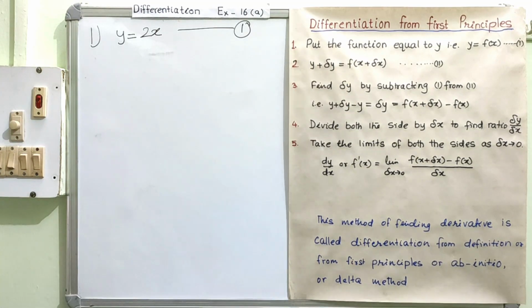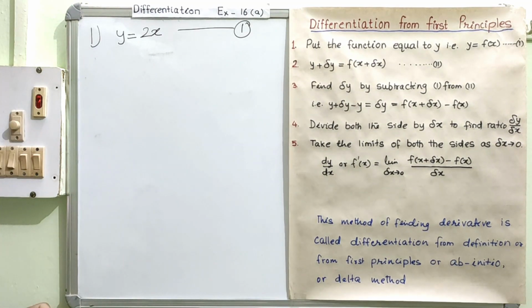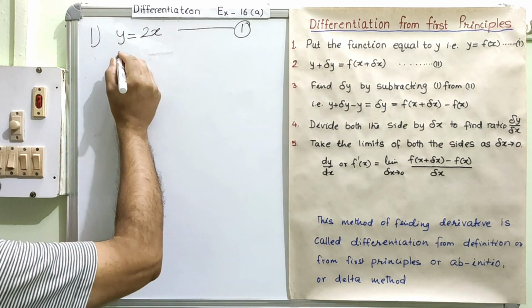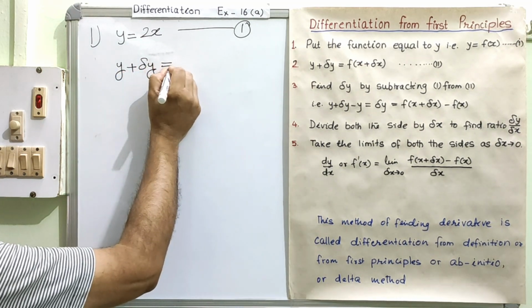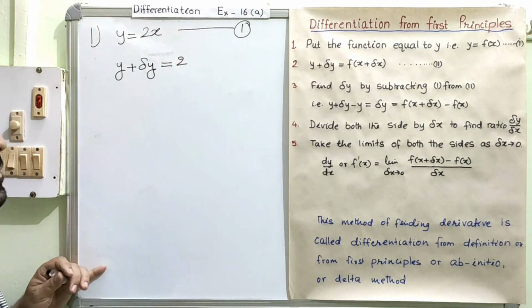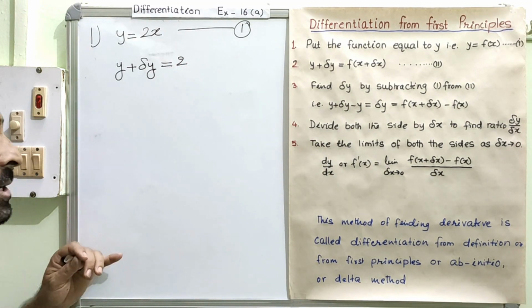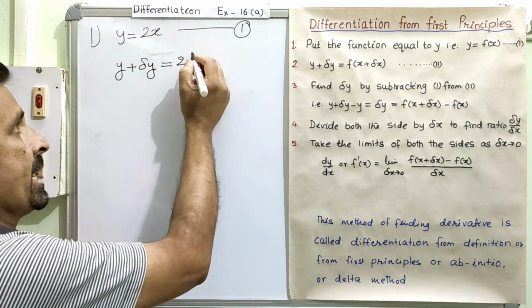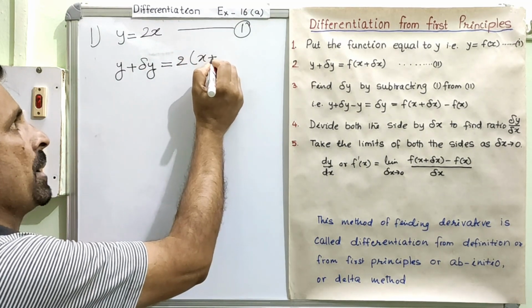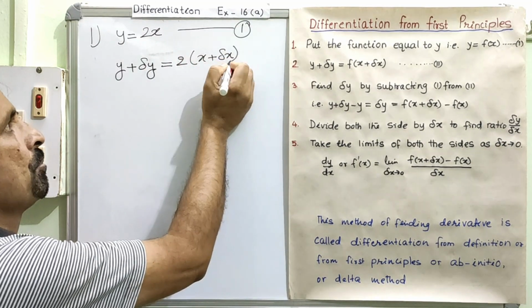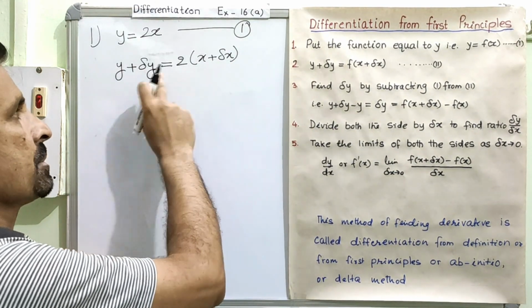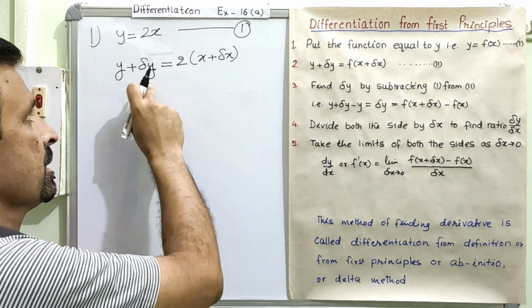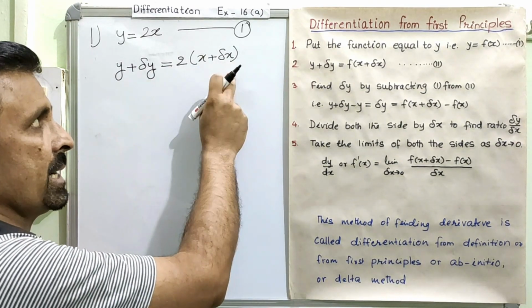Next, you have to now increase both the sides by a small quantity. So y will be increased by delta y and x will be increased by delta x. So y plus delta y is equal to 2, which is a number. We can't do anything with the number. A number's value cannot be increased or decreased. x will become x plus delta x. Is it okay? So we have increased x and y by a small quantity. That small quantity is delta y this side, and delta x the other side.